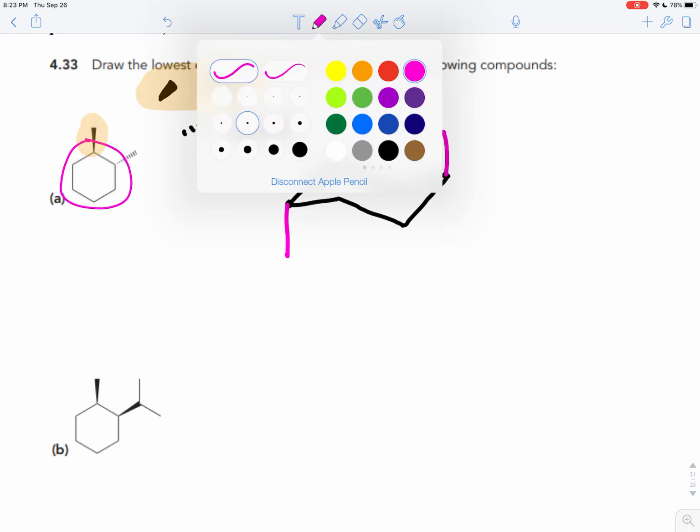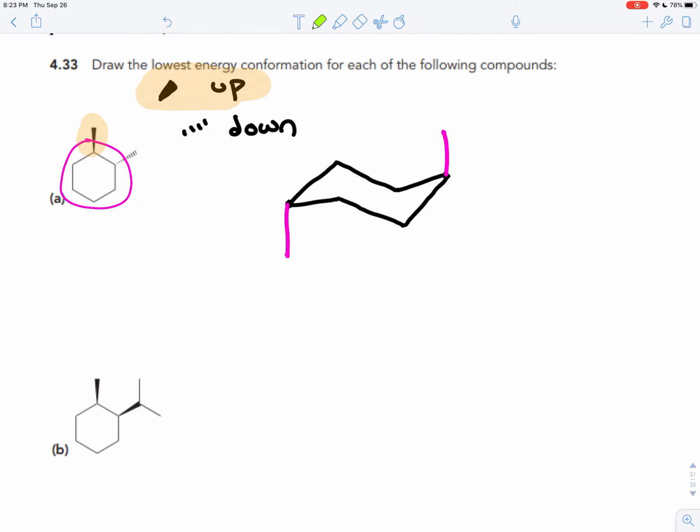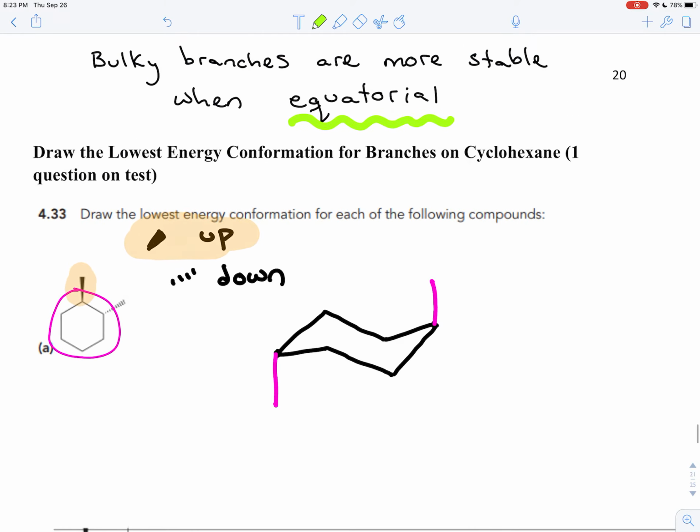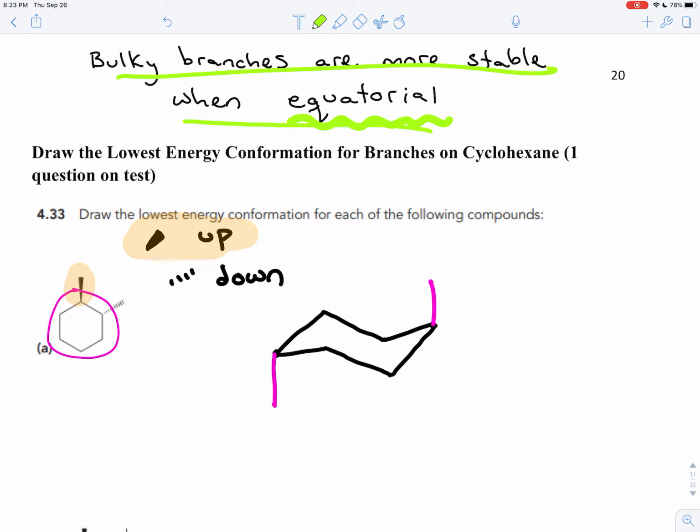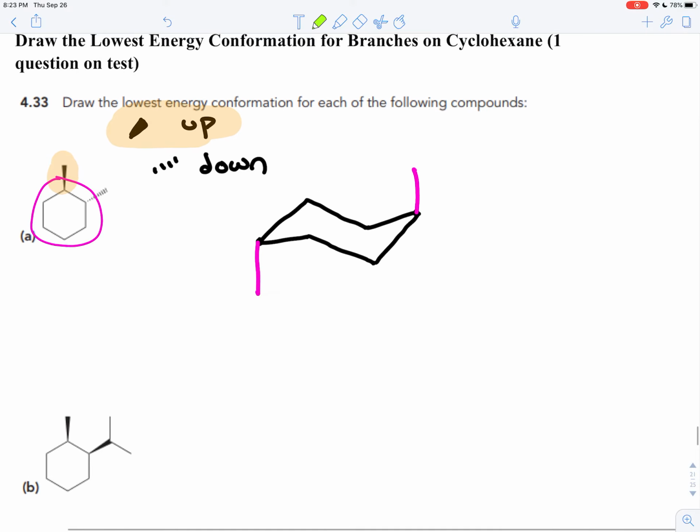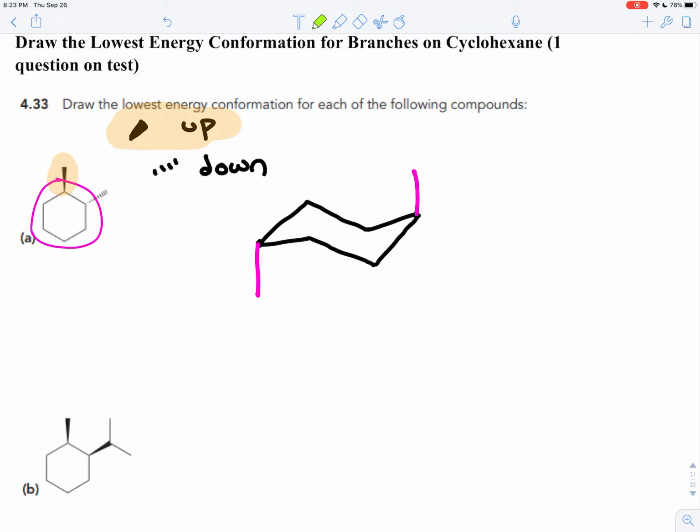Okay. Well, we want to draw this methyl group as going up. But we want to draw it as equatorial because that's the most stable position for these branches. Bulky branches are the most stable when they're equatorial. So up equatorial will only be on this left carbon. I'll get rid of these other branches. Those were just there as sort of guideposts. Okay, so that'll be this right here.